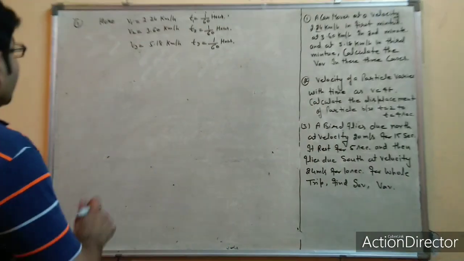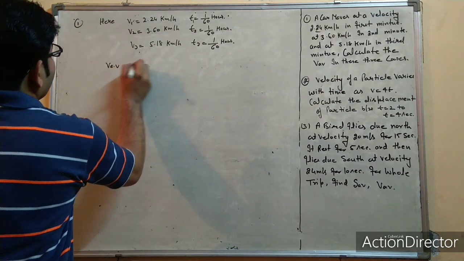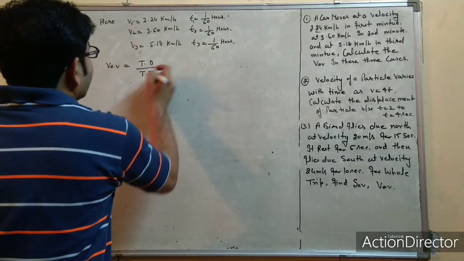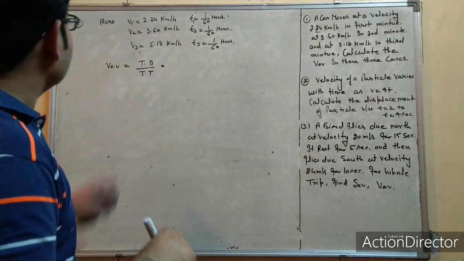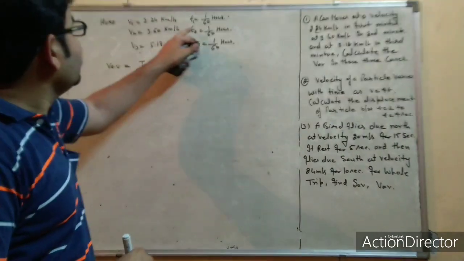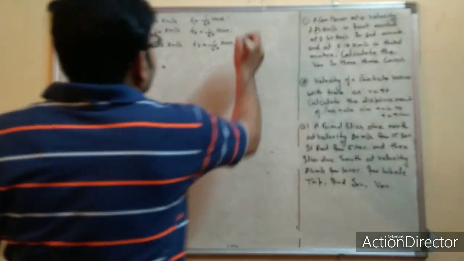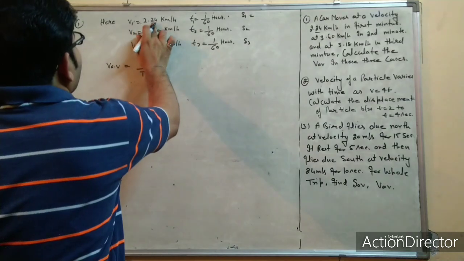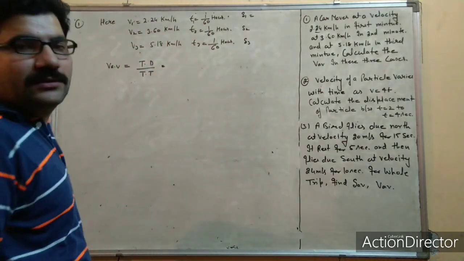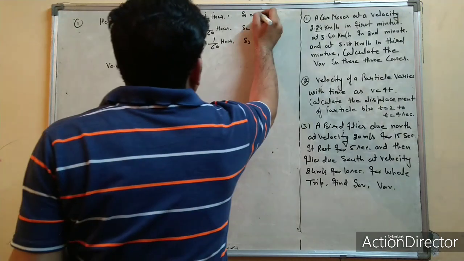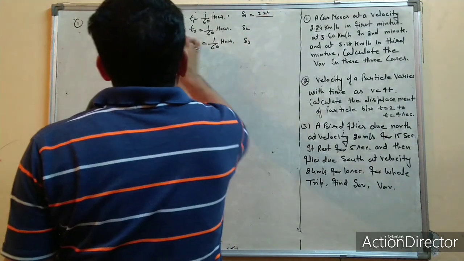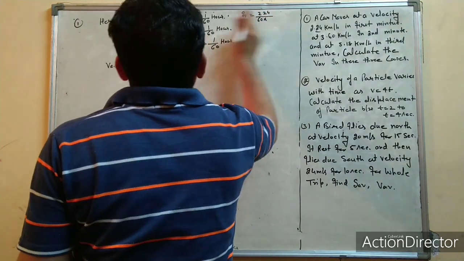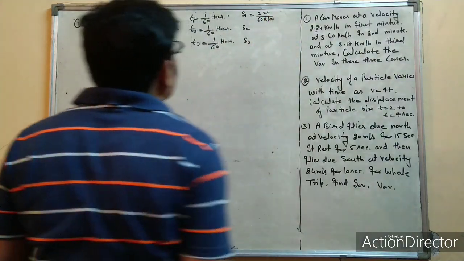Average velocity, and we know that average velocity is represented by total displacement upon total time taken. So first you have to measure the distance: velocity into time gives distance. So first we take distances S1, S2, S3. S1 will come out 2.24 into 1 upon 60. It will come out as 2.24 upon 60, into 100. Now it will be in kilometer.